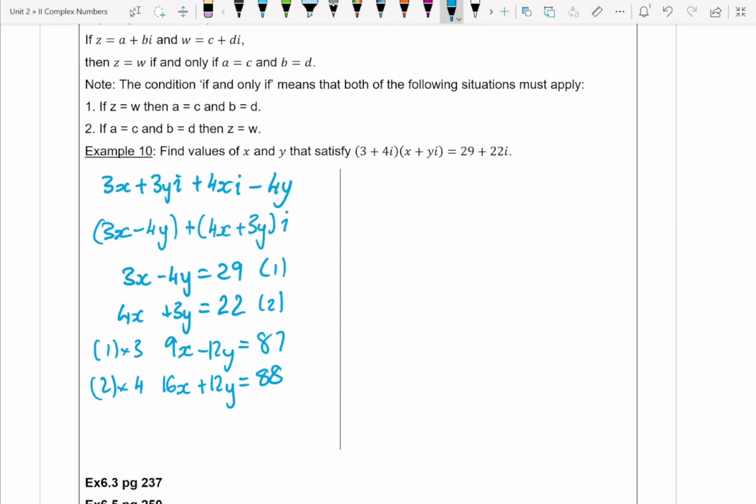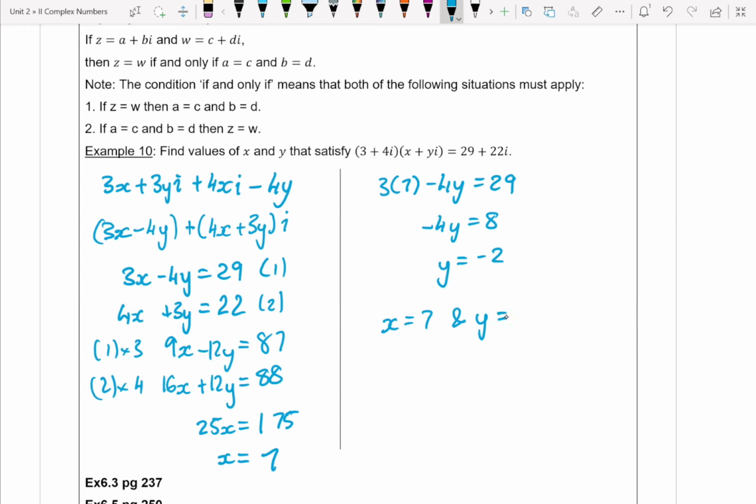If I then add those two together, I get 25x is equal to 175, which means x is equal to 7. So if x equals 7, we get 3 times 7 minus 4y is equal to 29. So minus 4y is equal to 29 minus 21 is just 8. So y is equal to negative 2. So we get x equals 7 and y equals negative 2.